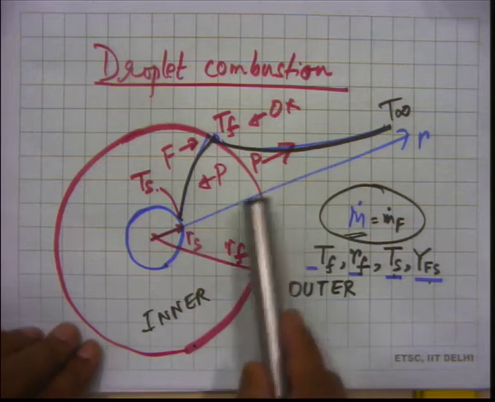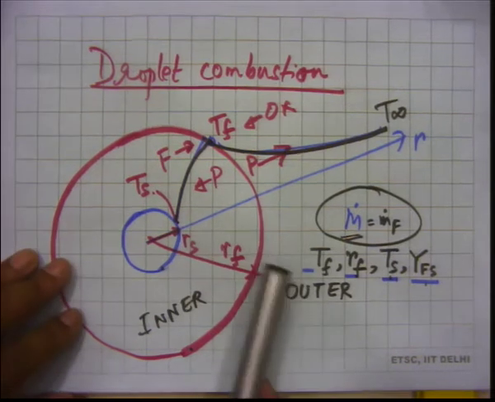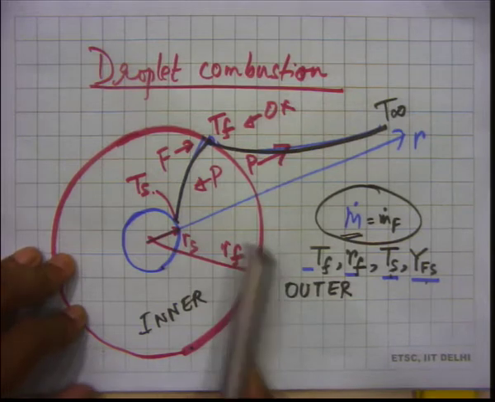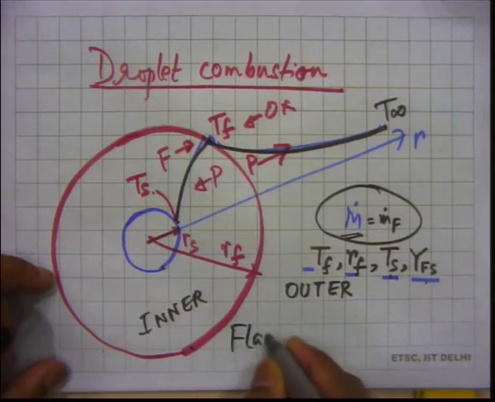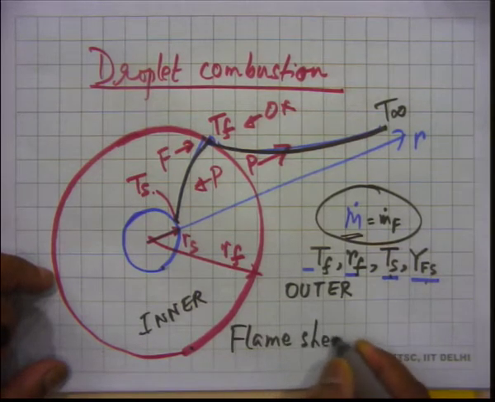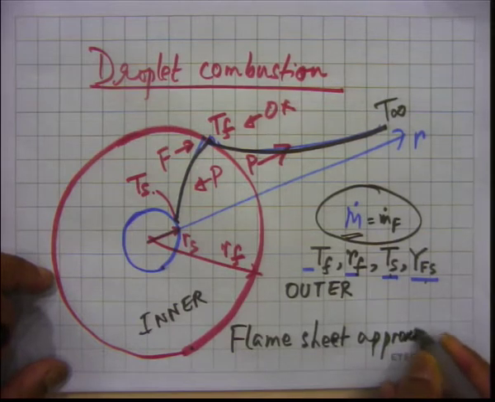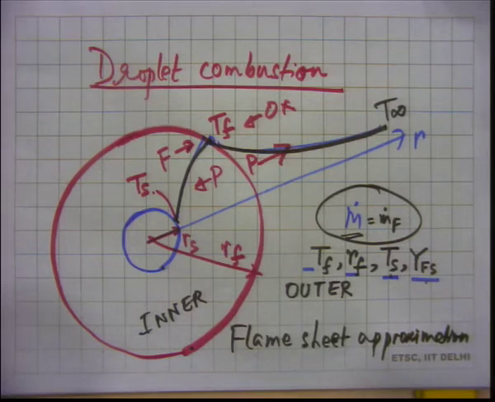Beyond that region, that is beyond the flame, you will not have fuel mass fraction variation, because we are assuming that the fuel mass fraction goes to 0 at the flame. So we are assuming that the reaction is very intense at the flame, which gives you an infinitesimally thin flame sheet. So this is called a flame sheet approximation. In combustion literature, if you come across flame sheet approximation, that essentially means high reaction rate and a thin flame. So we are assuming that.